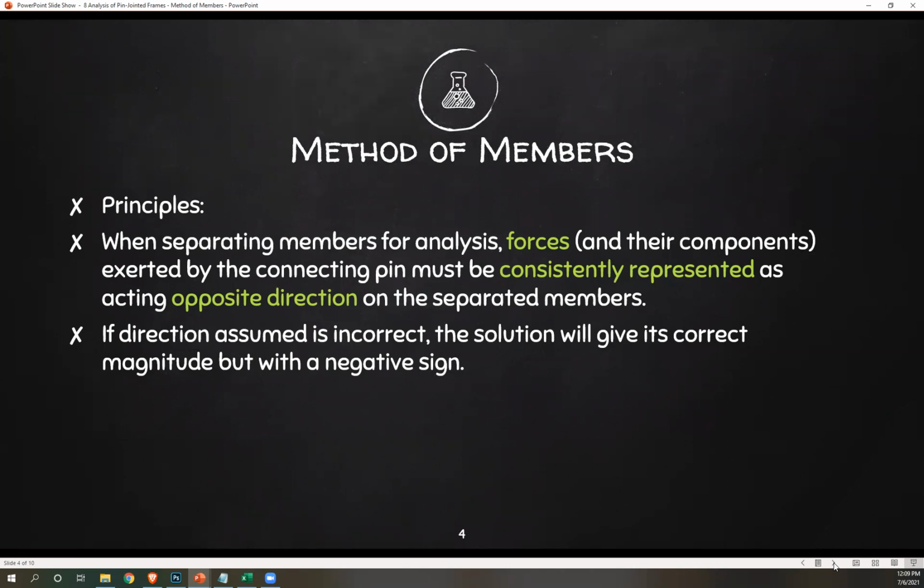For method of members, now it's the opposite. For example, in one member, a force is directed to the left. On the connecting member, that force now should be to the right. And then lastly, if the direction assumed is incorrect, the solution will give its correct magnitude, but with a negative sign. So it's the same with our previous solutions, wherein we assume direction and get a negative answer. That means our assumption of direction is incorrect. However, the magnitude is correct.